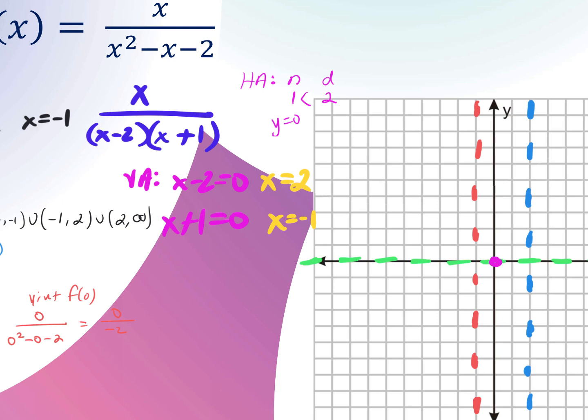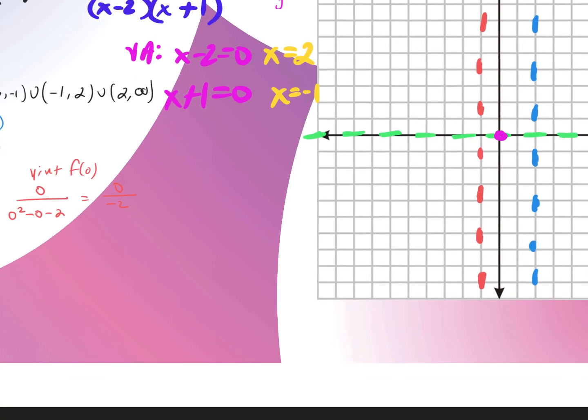So let's pick some points to the left of my first asymptote. Let's go with negative 4 and negative 2. Try to pick the ones that are a little easy. Negative 4 and negative 2. What is the y value at negative 4? Negative 2/9. Okay, and then what's the y value at negative 2? Negative 1/2. All right, we can plot those.